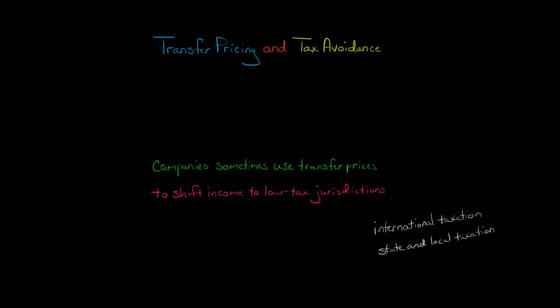In this video, we're going to discuss transfer pricing and tax avoidance. Corporations use transfer prices to try and shift their income to low tax jurisdictions, thereby reducing the amount of tax that they actually have to pay. This is a serious issue with international taxation. You've probably read about it in the news before.